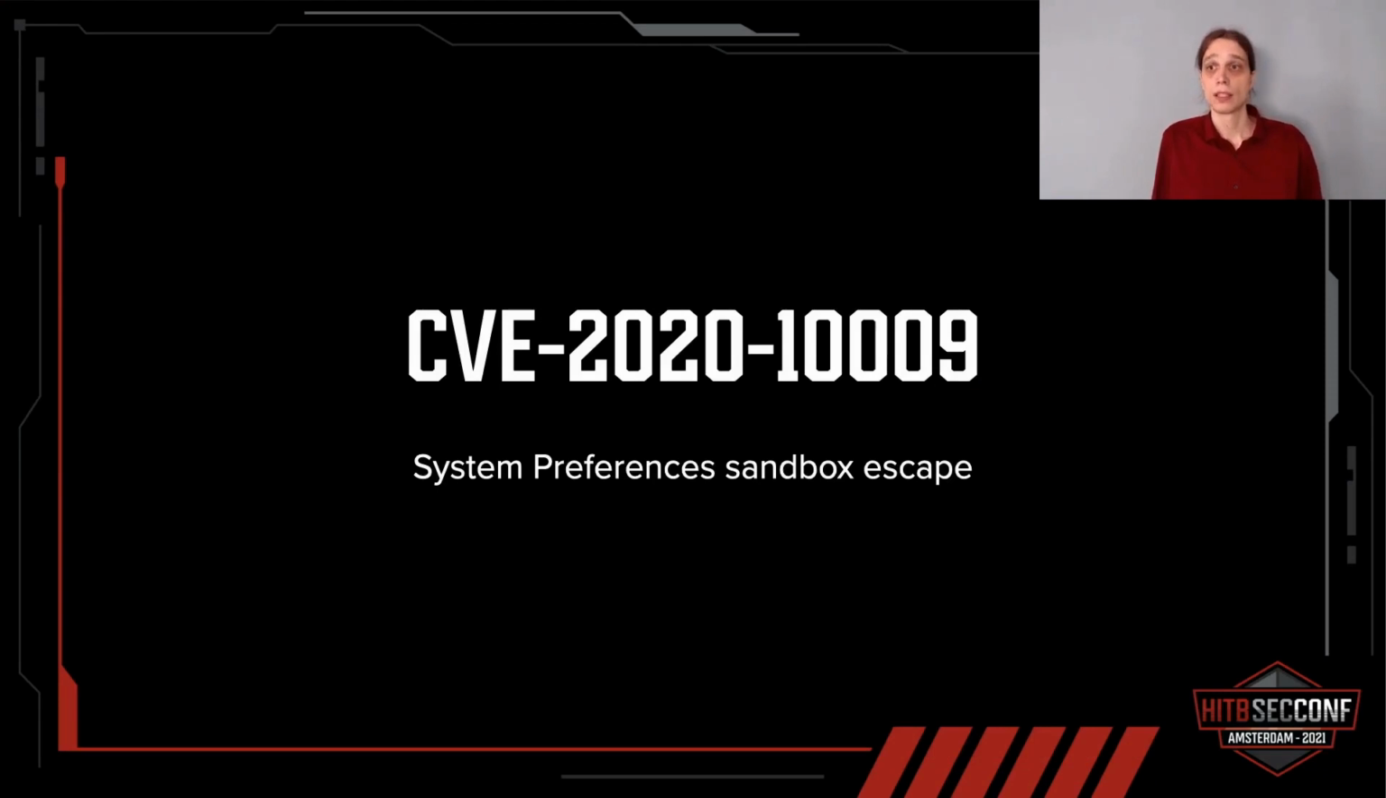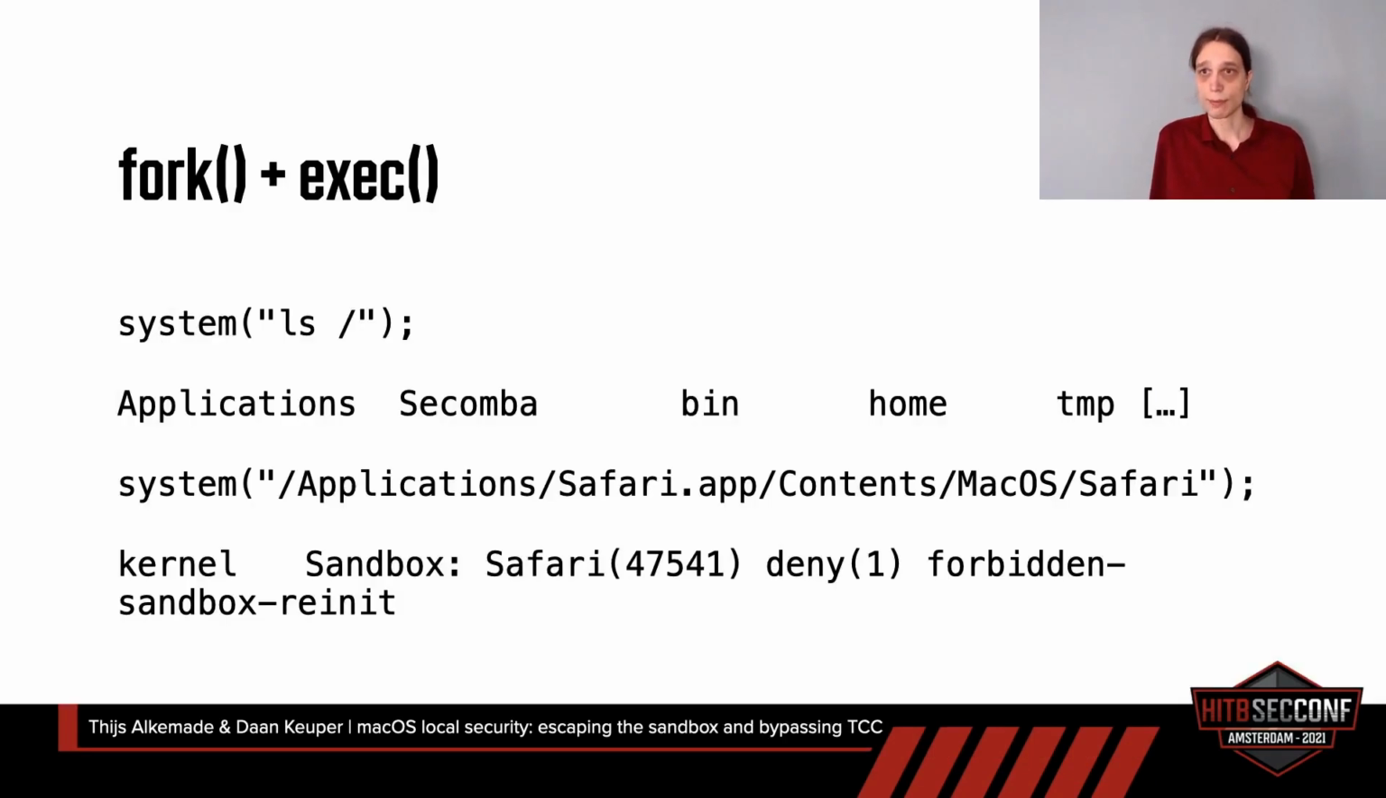Next one is a sandbox escape we found using system preferences. One thing that's interesting about the Mac application sandbox that on iOS you cannot do is that you can use fork and exec. So, for example, you can use ls by calling system, and then it just executes, and it inherits the same sandbox as the application that uses it. So ls here can read the root folder, but other folders it would not have access to. This was interesting that this is possible.